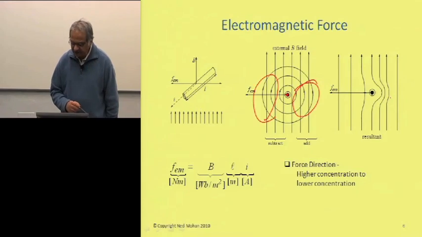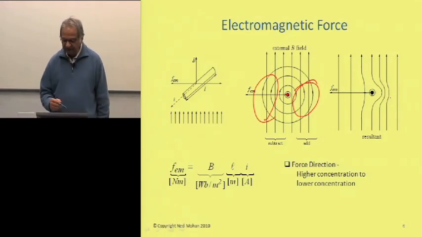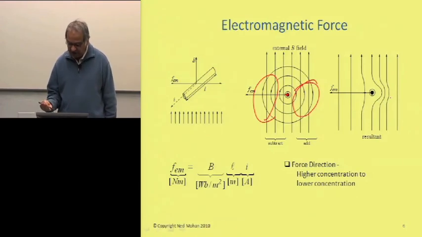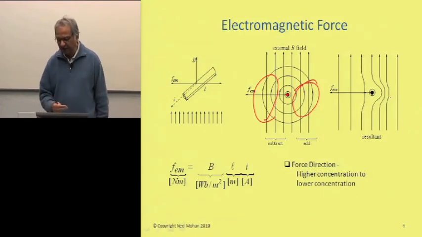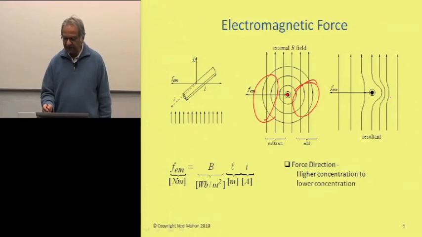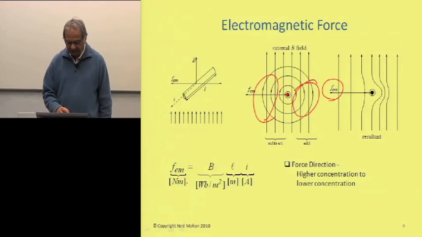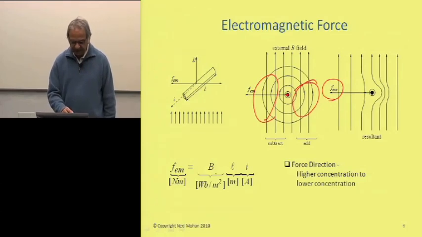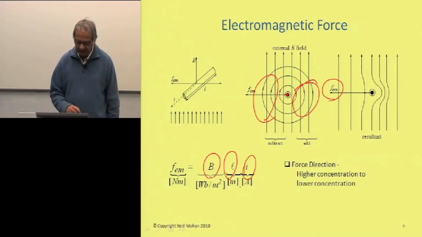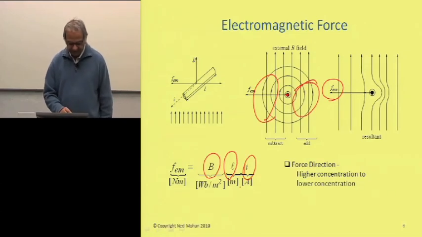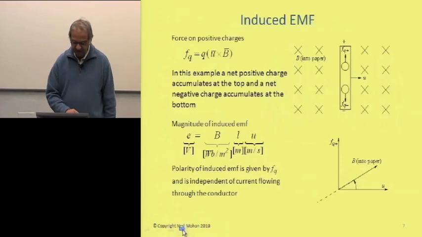So that is what is shown here, and the force is in the direction from higher concentration of flux lines to the lower concentration. So it will be from right to left in the direction shown here. And with all these things being perpendicular to each other, the force is the magnetic field intensity, the length of the conductor, and the current in it. So that's a very simple expression that we have.